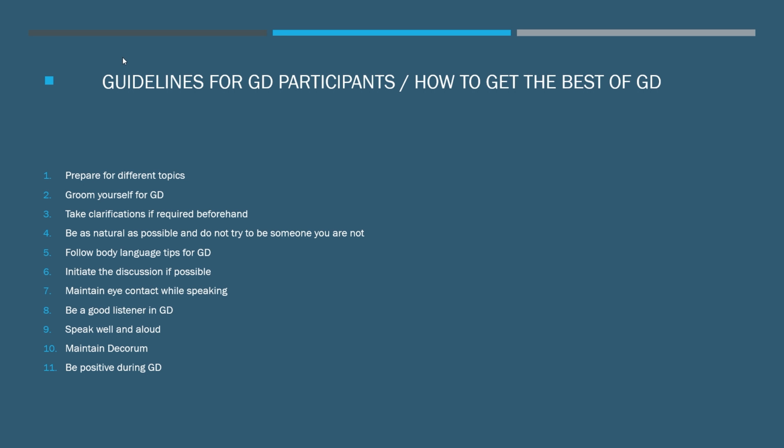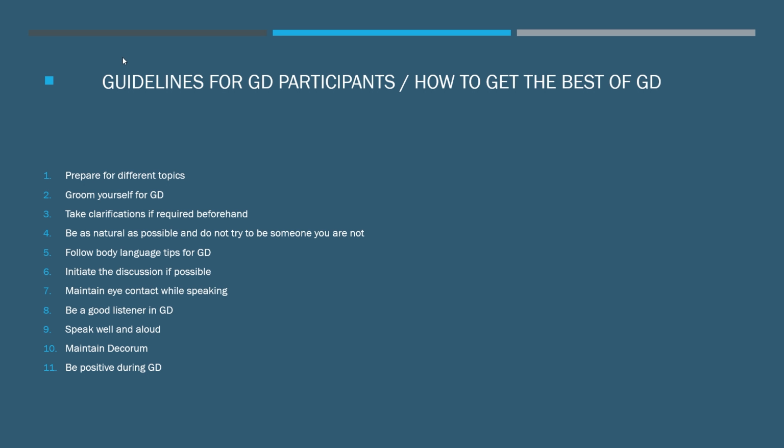Fourth point, be as natural as possible. Never try to be someone you are not. Be natural, never be artificial. Next, follow body language tips for GD. Be comfortable and pleasant when you are talking to someone. Try to look straight into the listener's eyes to convey your thoughts more effectively. Avoid artificial gestures, unnecessary hand expressions, and pointing fingers.